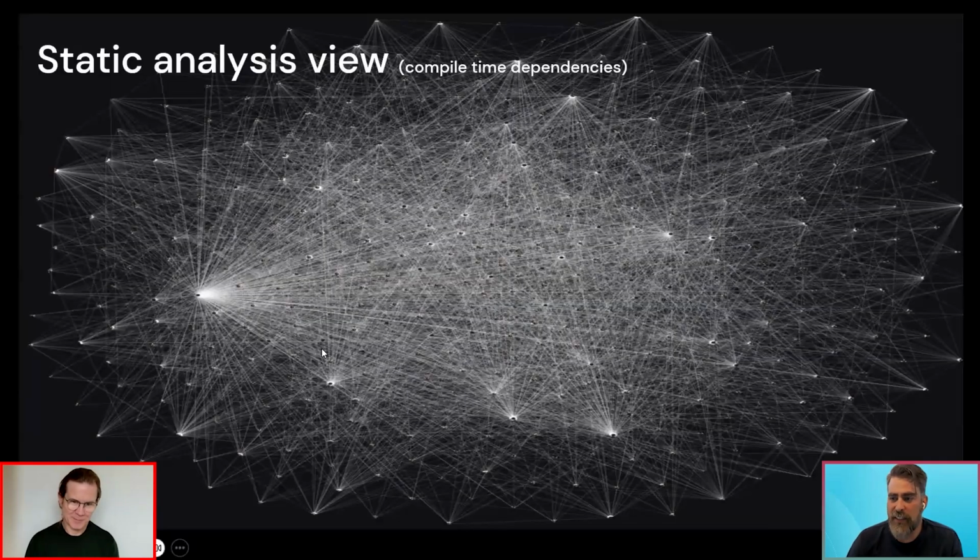This is a static analysis view of an application, of a certain class. What we see here is a single class within a monolithic application and all of its component dependencies.